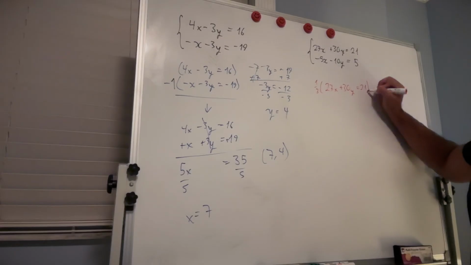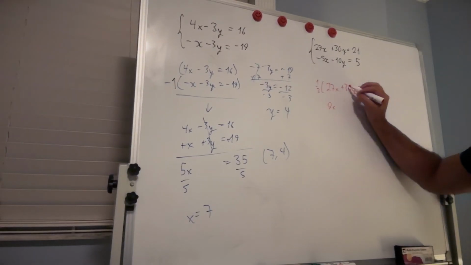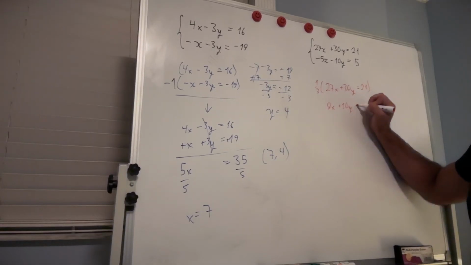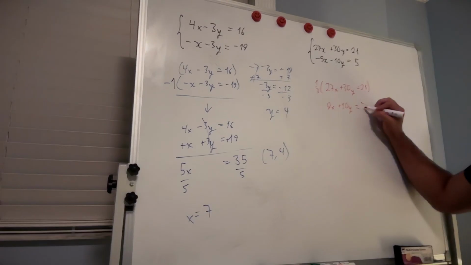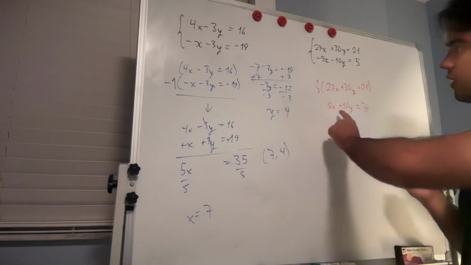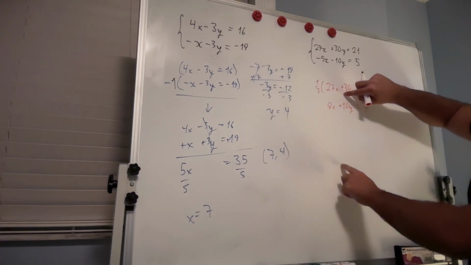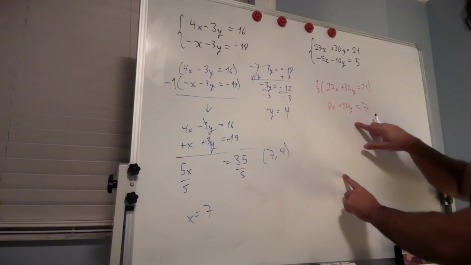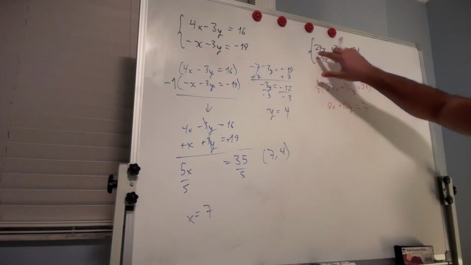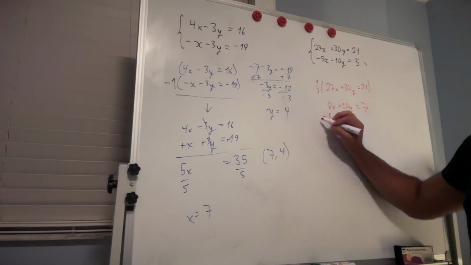And then this will become, well, 27 divided by 3 is 9x, 30 divided by 3 is 10y, and then 21 divided by 3 is 7. And then from here, because we divided on both sides of the equation, this equation is still equivalent to this equation. So these two equations are equivalent. And now we can use our second equation, the bottom one, and just add them normally.